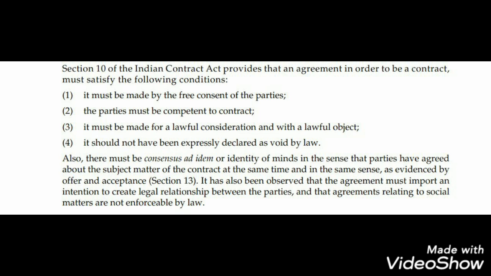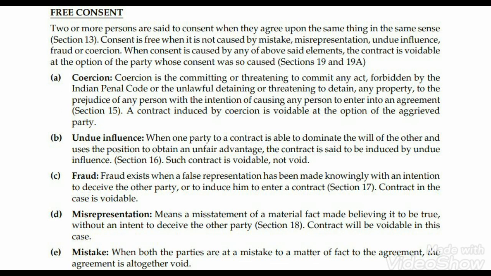The first one is free consent of the parties. Two or more parties are said to consent when they agree upon the same thing in the same sense. As per Section 13, consent is free when it is not caused by mistake, misrepresentation, undue influence, fraud, or coercion. When consent is caused by any of these elements, the contract is voidable at the option of the party whose consent was so caused, as per Sections 19 and 19A.